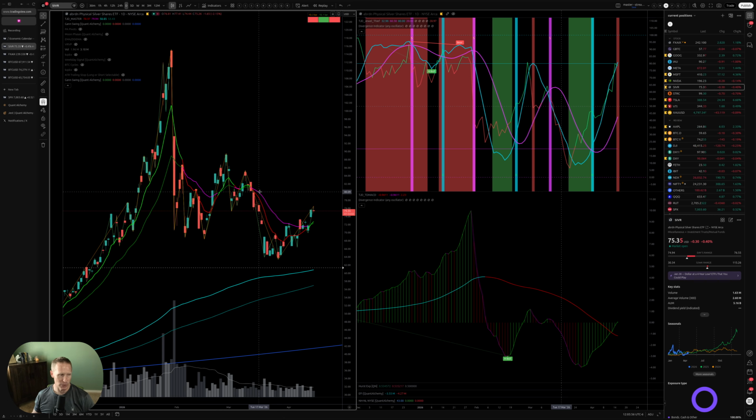Again, the challenge with these times is it's been going sideways for a while now, and with these trend following systems, if that's what you're utilizing, you're going to get chopped up in the sideways trends. So it's hard to know right now without some clear direction.